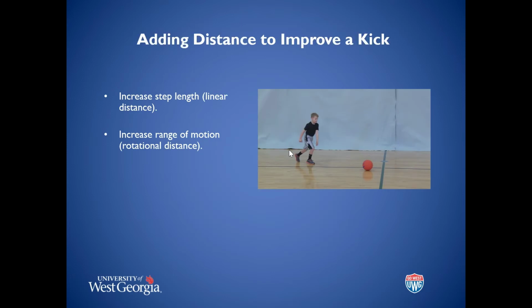Adding distance to improve a kick is another example. So maybe you're trying to improve how fast you kick something. You can increase the step length, so linear distance. Maybe you're taking a bigger step before you kick that ball. That would increase the force for it. But then you could also increase the range of motion. So when you kick your foot, maybe you allow that follow through. Your leg comes up a little higher. You stay in contact with the ball a little bit longer. And so you've increased the time that you're pushing that. So those are examples of the last two.